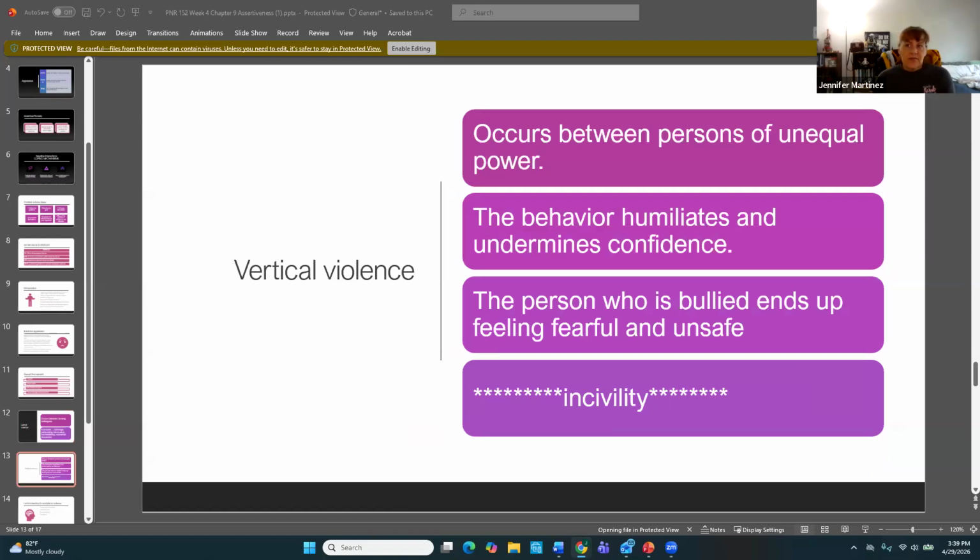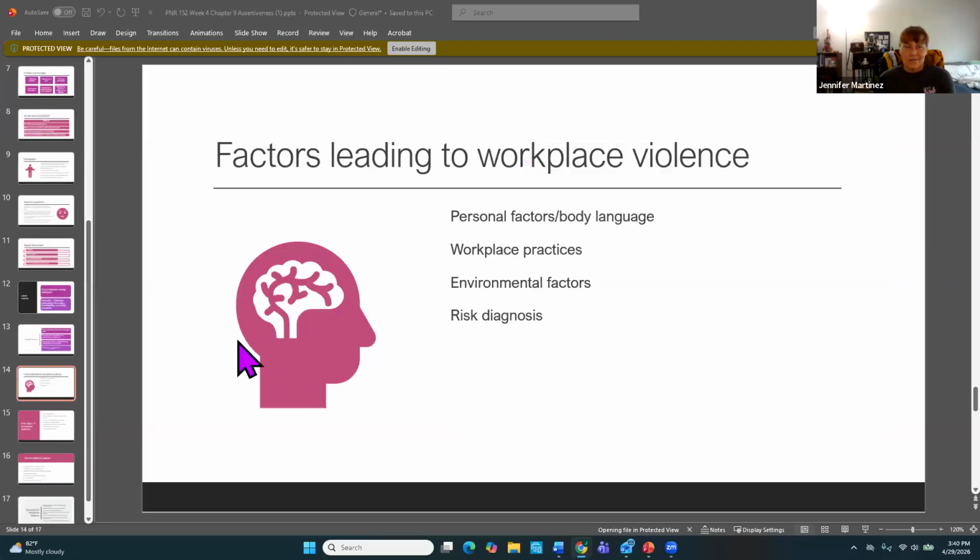The vertical violence, this is the violence between people of unequal power. So this could be you and your nurse manager. It could even be the nurse and the CNA. It really just depends. And the goal here is to humiliate and undermine. The person that is bullied ends up being fearful and unsafe. Again, if you're being bullied at work, nobody wants to go to work when you don't feel comfortable going. This is also one of those things in civility that we talk about.